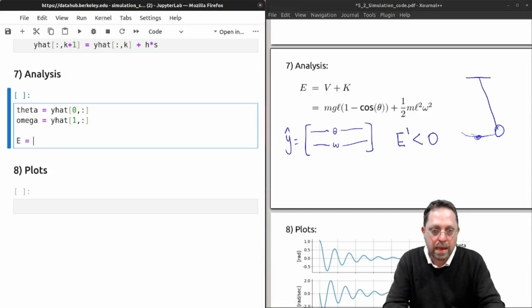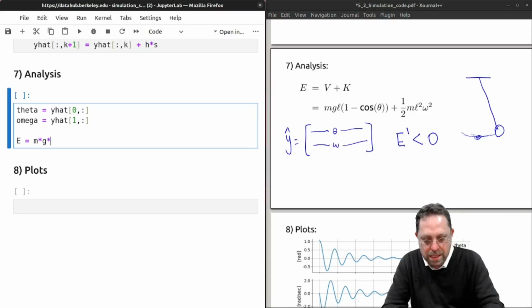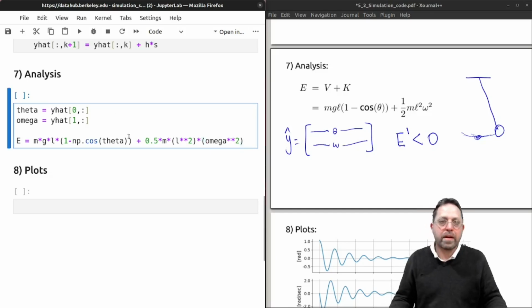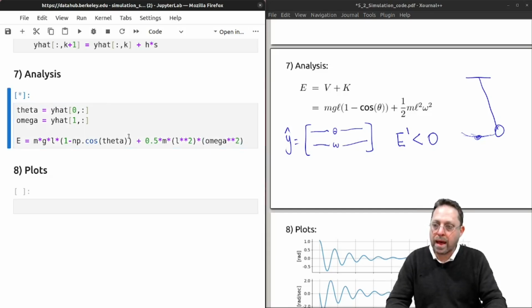I just say E is equal to m times g times L times 1 minus np.cos of theta plus 0.5 times m times L squared times omega squared. Okay, very, very simple. I can run that.